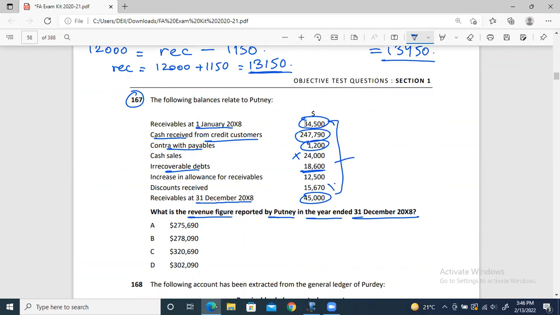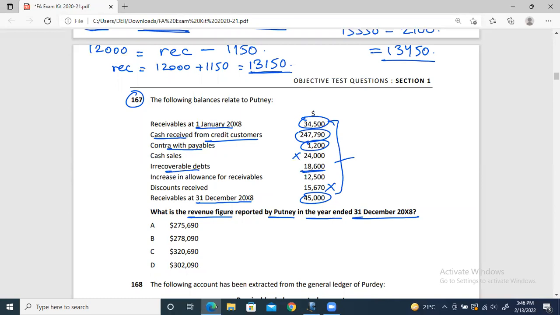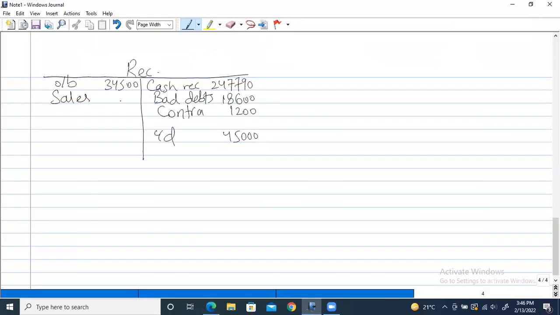Discounts received. No, these are also not included in the receivables because these are received. We only include the discount allowed, right? Allowance. Yes, and the increase in allowance has nothing to do with this because this is a provision for the net receivables, like a bad debt. So all of these things are written and the credit sales will be shown over here. So let's total these figures. 45,000 plus 1,200 plus 18,600 plus 247,790.